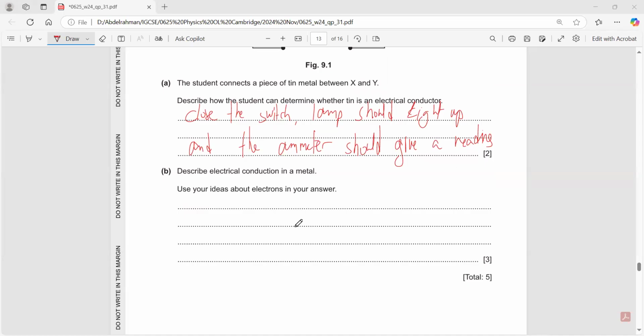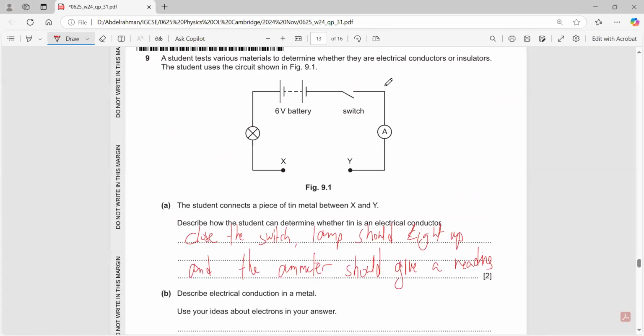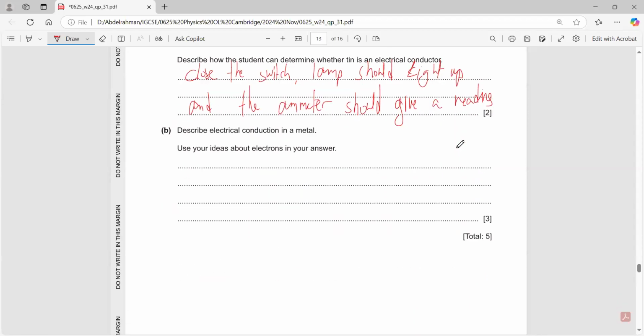If there is a voltage, if there is a current, when you close the switch, you will have free moving electrons. So when there is a voltage between the ends of this metal, or when there is a voltage across the wire, what will happen? You need to talk about the free moving electrons.